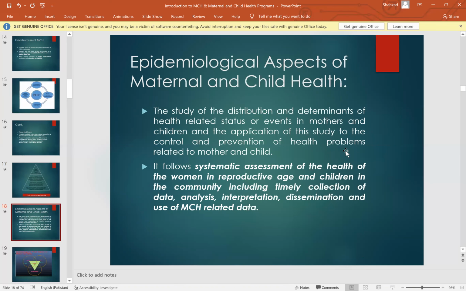Epidemiological aspects of maternal and child health. The study of the distribution and determinants of health-related status or events in mothers and children, and the application of this study to the control and prevention of health problems related to mothers and children. It follows systematic assessment of the health of women in reproductive age and children in the community, including timely collection of data, analysis, interpretation, dissemination, and use of MCH-related data.